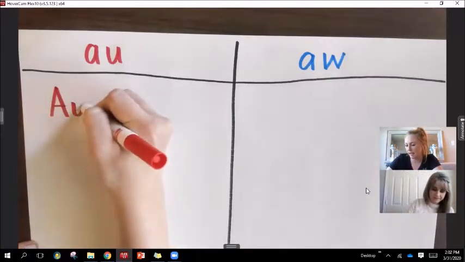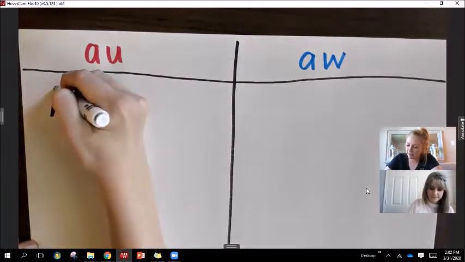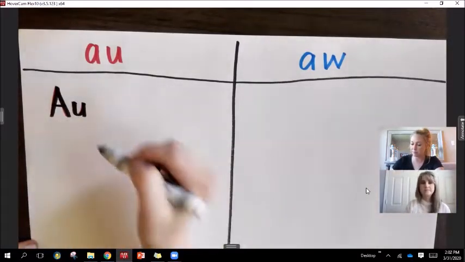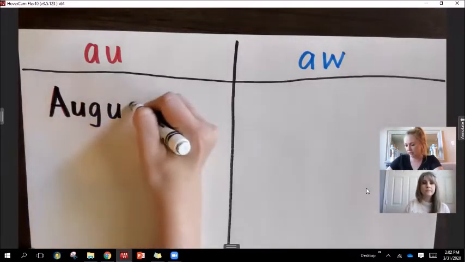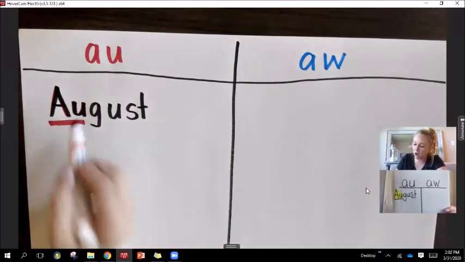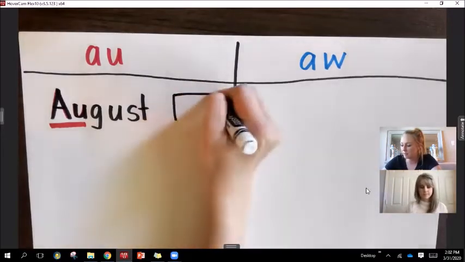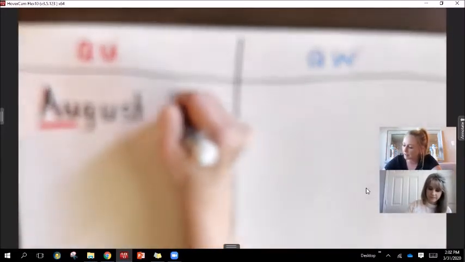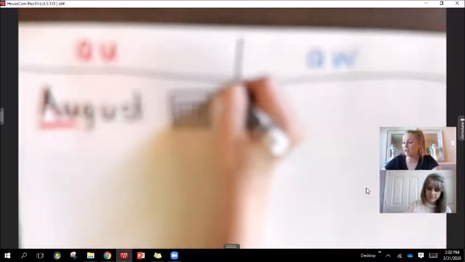Aw. A-U. Aw. Let me do this in black. A-U. So we have aw, and you said capital A because it's a month and it's important. August. And that has S-T at the end. That's another blend that we've learned before. August. And then you're going to draw right next to it a quick picture of something that reminds you of August. Like maybe you could have drawn the sun. I'm going to just draw a calendar. It doesn't have to be perfect. And then I'm going to draw a sun because it's always hot in August.